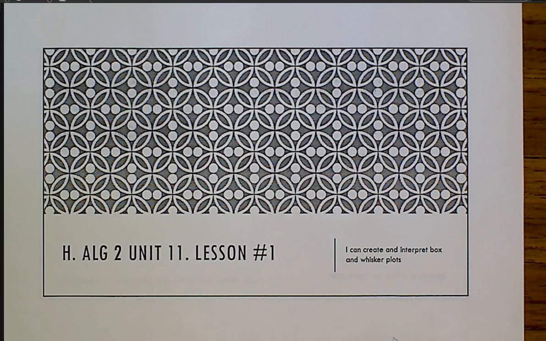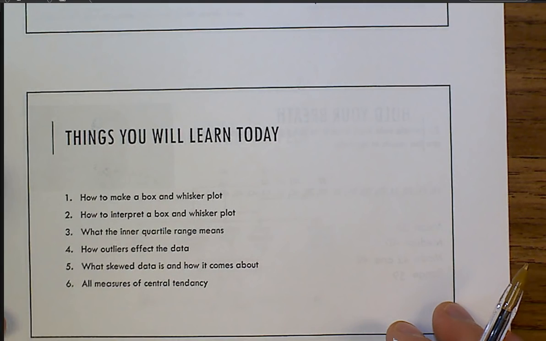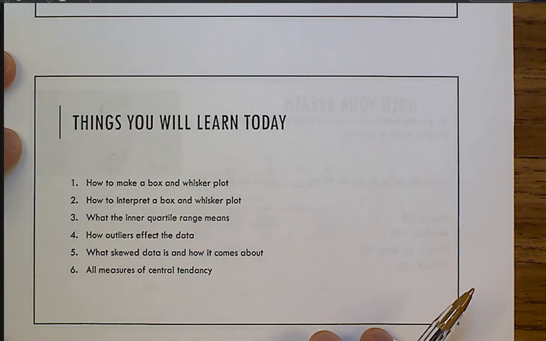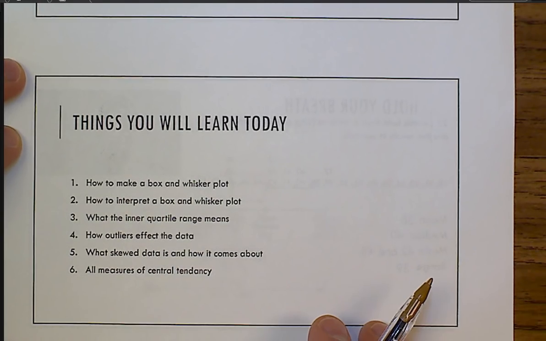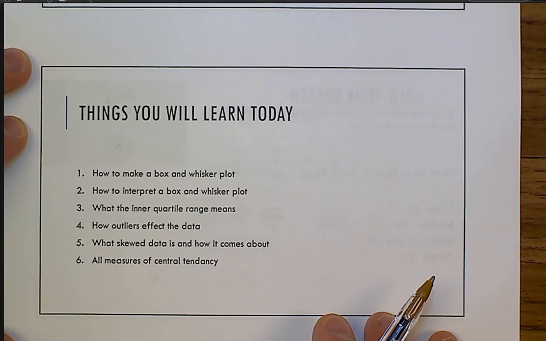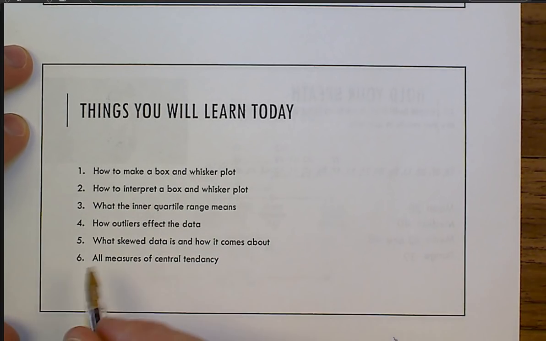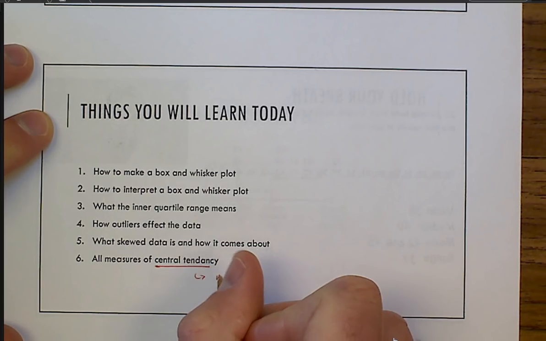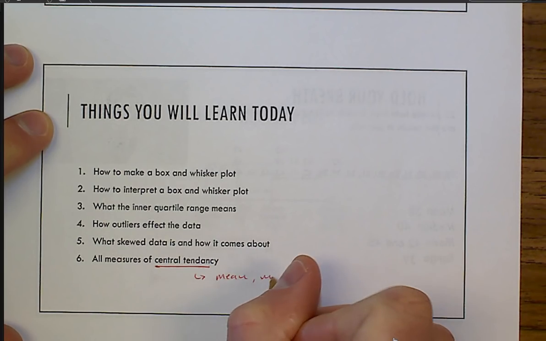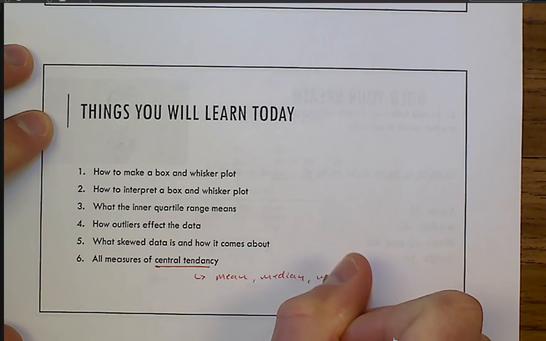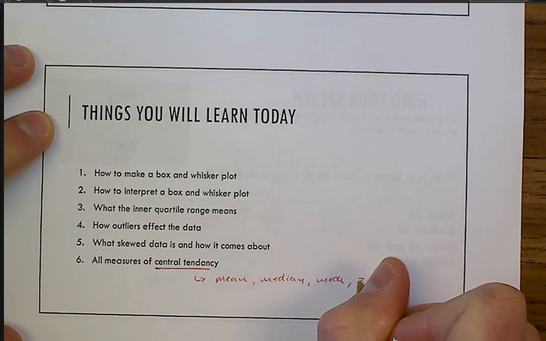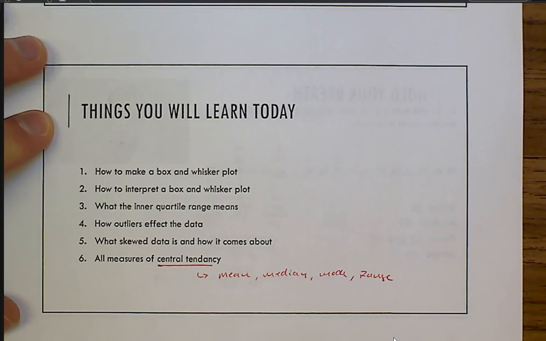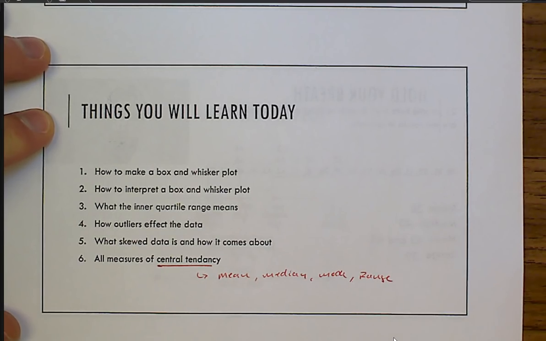If you look down at the next slide, there are 6 things listed here. These aren't really in order. I'm going to point out some things that you should already know, and then we'll go into greater detail on them. Measures of central tendency. That should ring a bell, right? That's our mean, median, mode, and range. That should sound familiar to you.